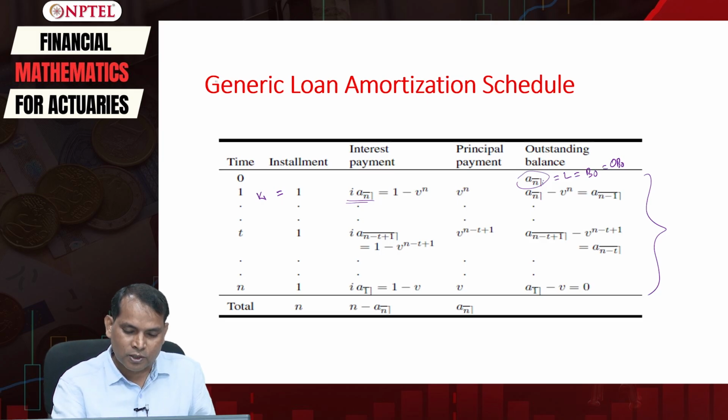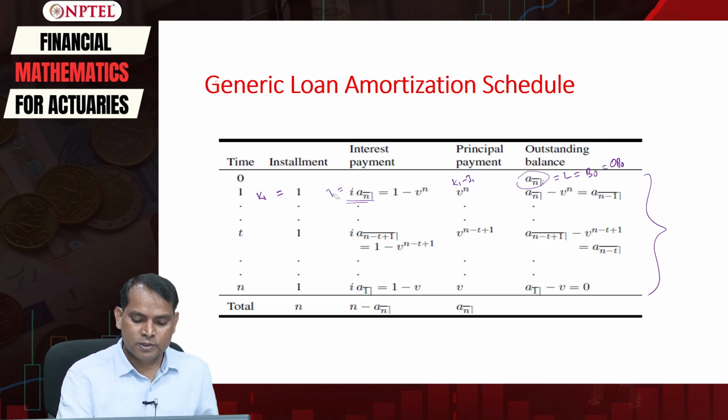This is also called the interest payment, so we can make it I1. So K1 minus I1 will give you this, which is v to the power n. So here we have K1 minus I1. This is the way we can also understand the principal balance.